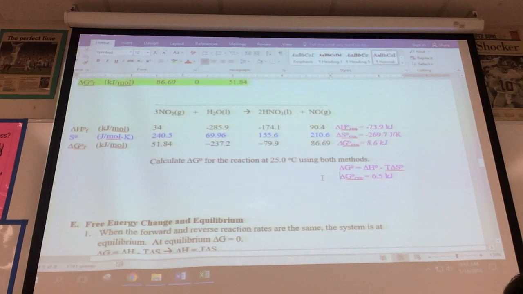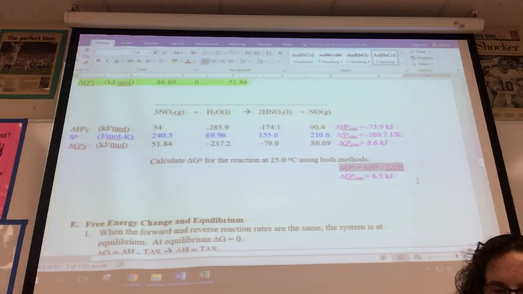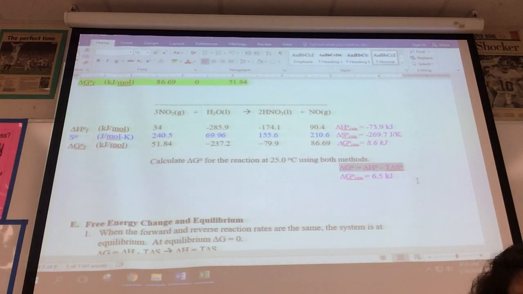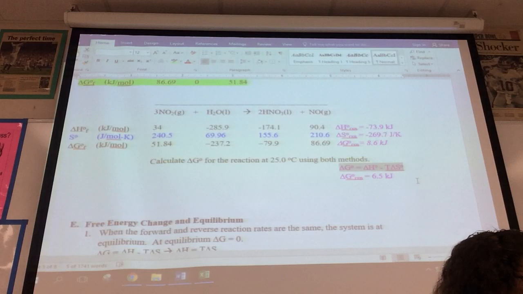So what I want you to do is try and get delta G using this formula. The delta H is here. The delta S is here. See if you can get delta G that way. The products minus reactants I'm not worried about. You already know how to do it. Watch your units. Watch, watch, watch, watch units.